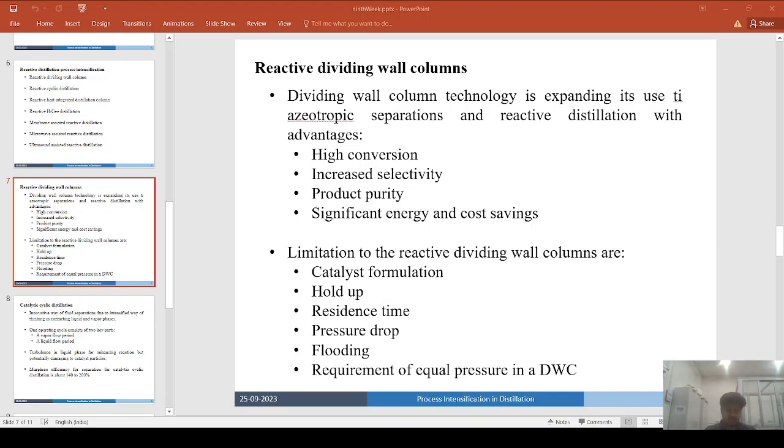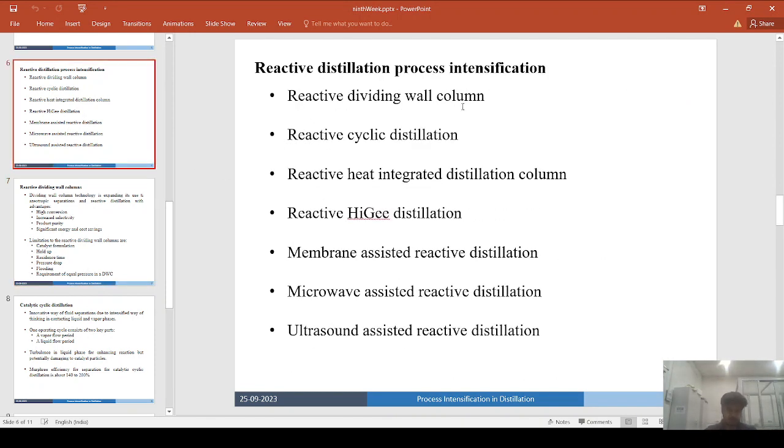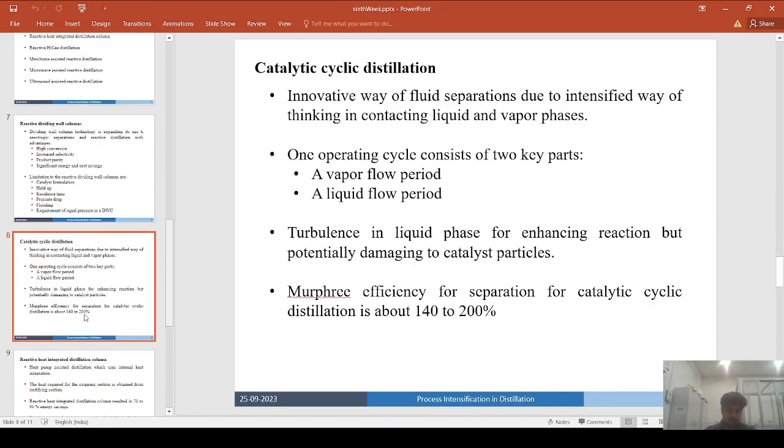Now, coming to the second type. We have discussed the first type, the reactive dividing wall column. Now, let us go to the second type, reactive cyclic distillation, or catalytic cyclic distillation. So basically CCD. It has a catchy name. Instead of reactive cyclic distillation, we can use catalytic cyclic distillation or CCD.